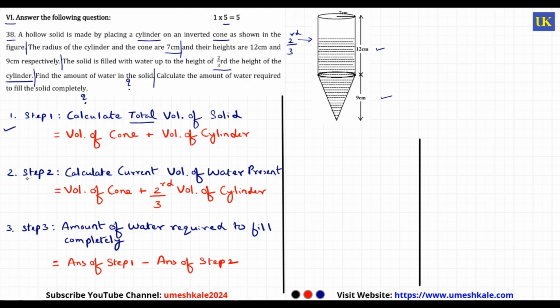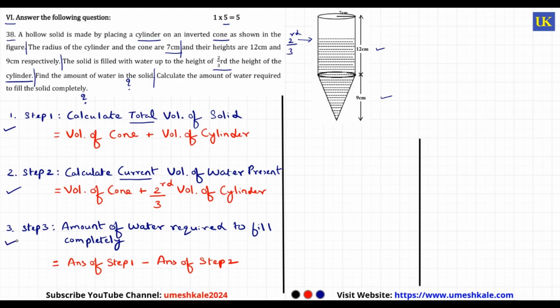Then in step 2, we will calculate the current volume of water present. The cone is completely filled, and the two-third volume of the cylinder is what we have to find. So we have to find the complete volume of cone plus two-third volume of cylinder in this second step. That gives how much water is there in the object at present.